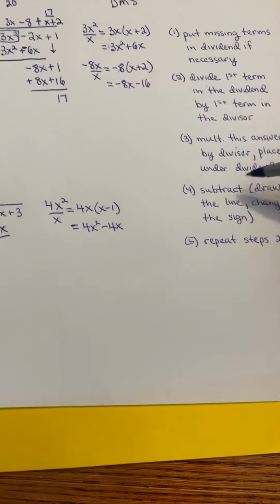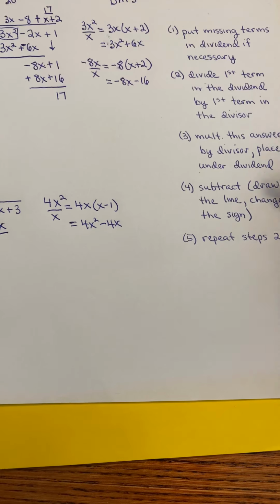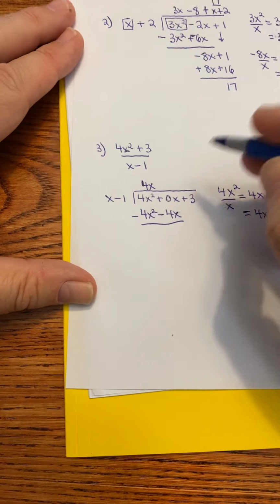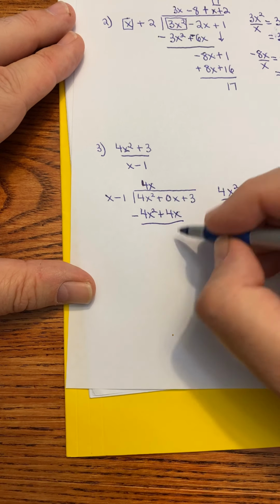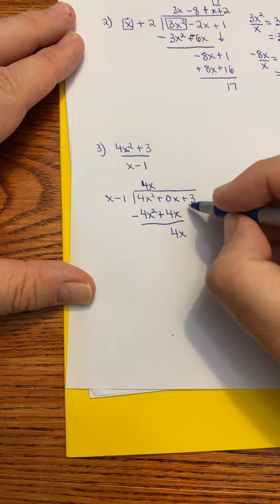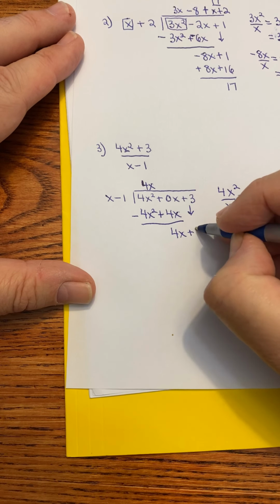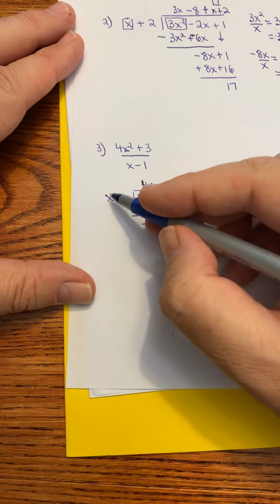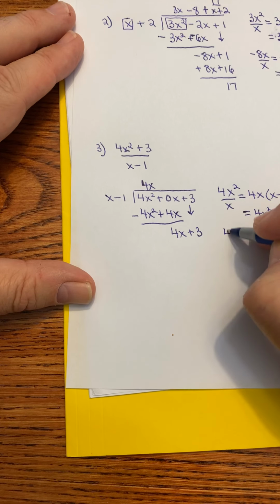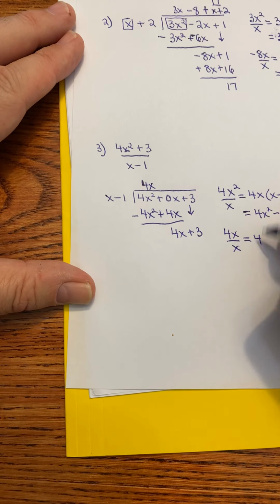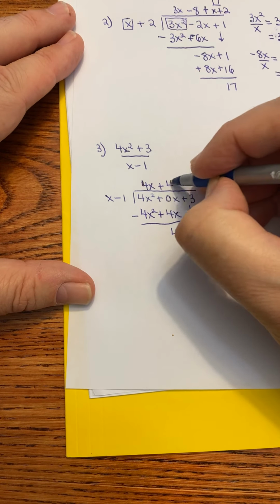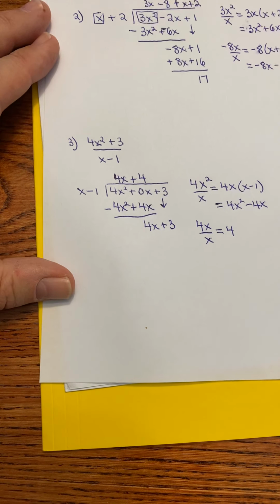Okay, next step, subtract. Draw the line, change those signs. Both of them change. Those cancel out. This is a positive 4x. Bring down the next term. And because the exponent on the x is 1 and it's 1 there, I can divide again. So 4x divided by x is just 4. Put that up here on top. That 4 is positive, so I put plus.